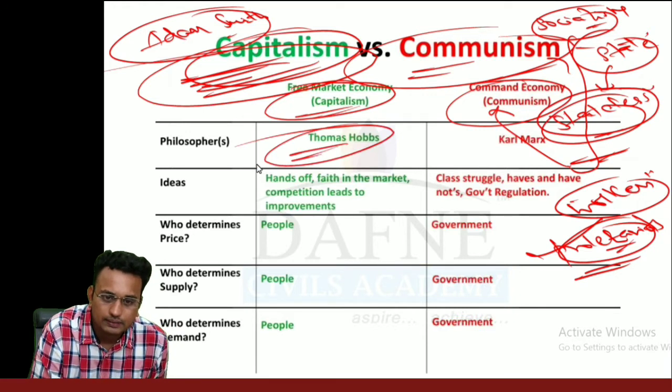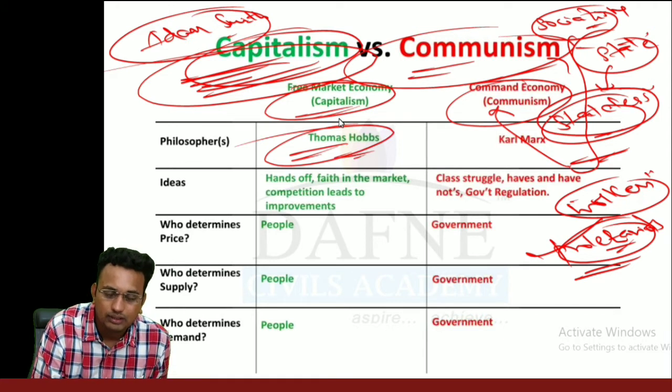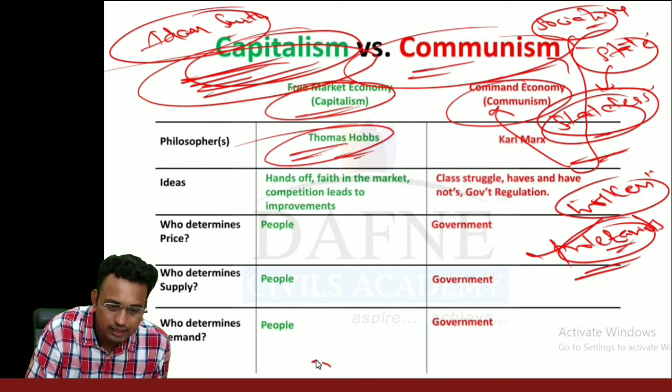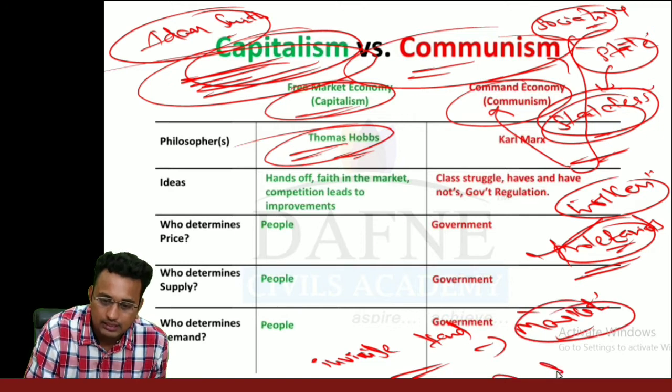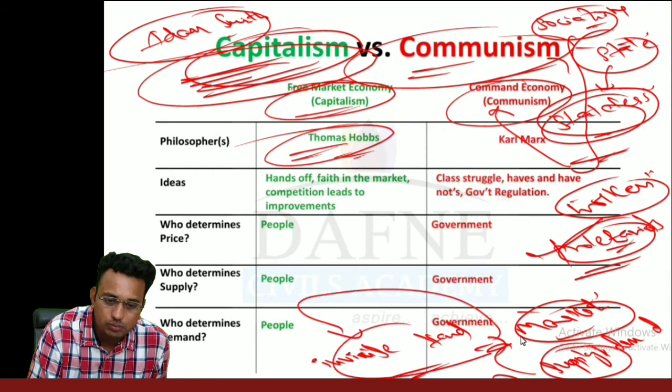Thomas Hobbes, in political science, a great proponent again of capitalism and all. If you see Adam Smith's theory, he spoke about something called the invisible hand in the market, which will automatically determine the prices. The supply and demand both will be determined as per what the market requires, and that is called your invisible hand.